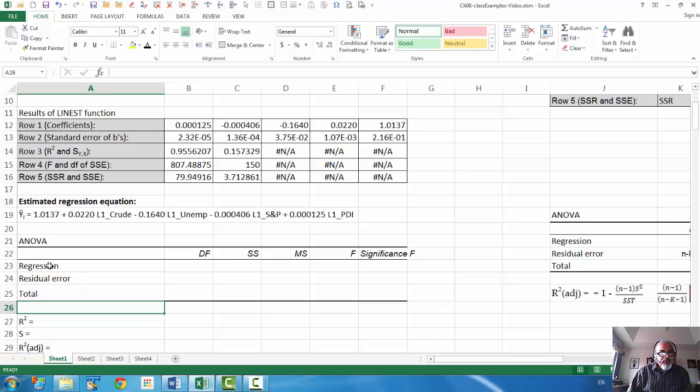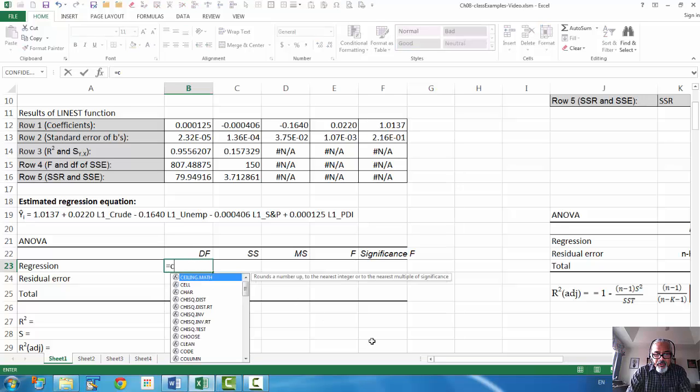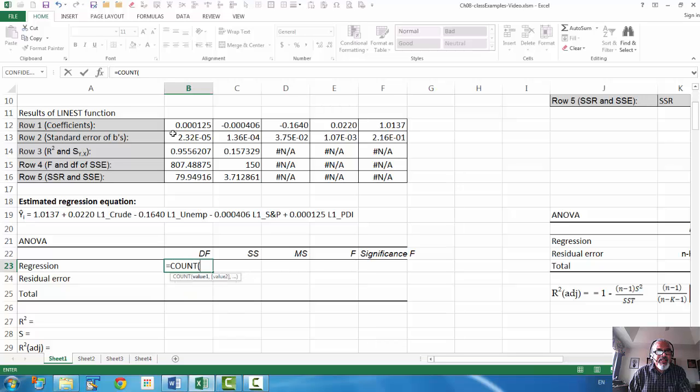First is regression. For regression, the degrees of freedom is the number of independent variables. We know that there are 4, so we can simply type in 4. But I like to use formulas and not type in numbers as much as I can. So here we can take these 4. Remember, that's b sub 0, so only the slope coefficients. That will give us the degrees of freedom.